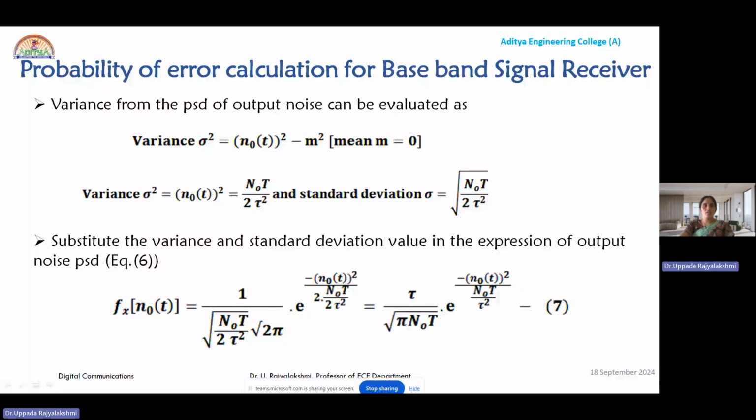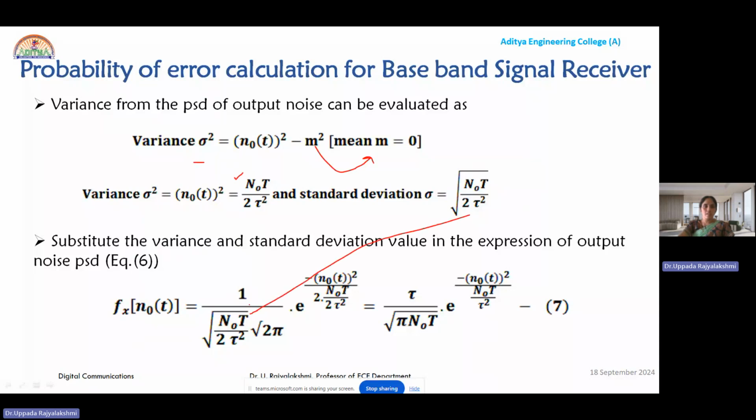So let us substitute the variance and standard deviation in the expression of the noise PDF. Variance is expressed as the mean square value of n naught of t minus the square of the mean. Here the mean is 0, and the mean square value of the output noise component, which we obtained from equation 4, is N naught T by 2 tau square. This is the variance, and you can get the standard deviation by applying root to the variance, that is sigma equals root of N naught T by 2 tau square.